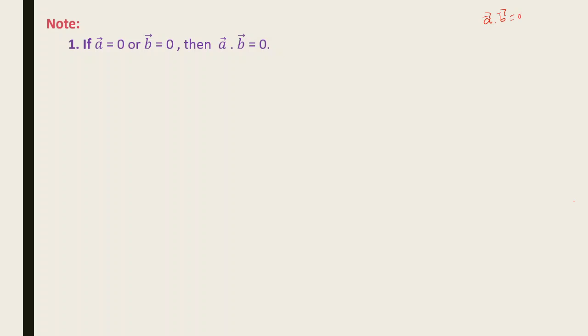Because either the magnitude of A is equal to 0 or the magnitude of B is equal to 0. If any one of these two is 0, then the magnitude of that will be equal to 0. And if you use that formula, we will get the output 0.